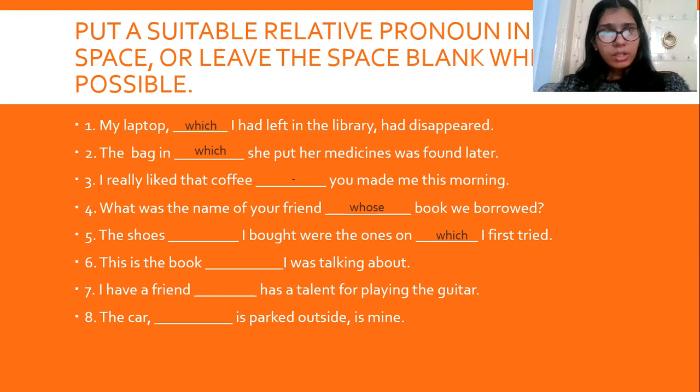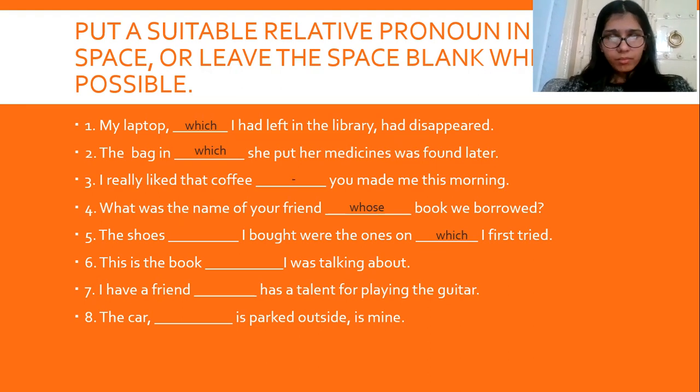Okay. Now, this is the book I was talking about. The book is the object. We do not need to succeed it with any pronoun at all. I have a friend who has a talent of playing the guitar. Now we're talking about the friend, so it would be who.